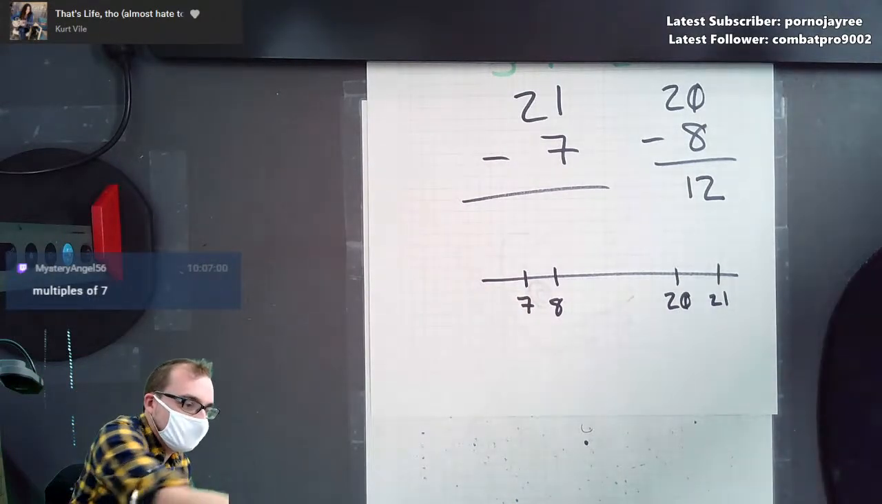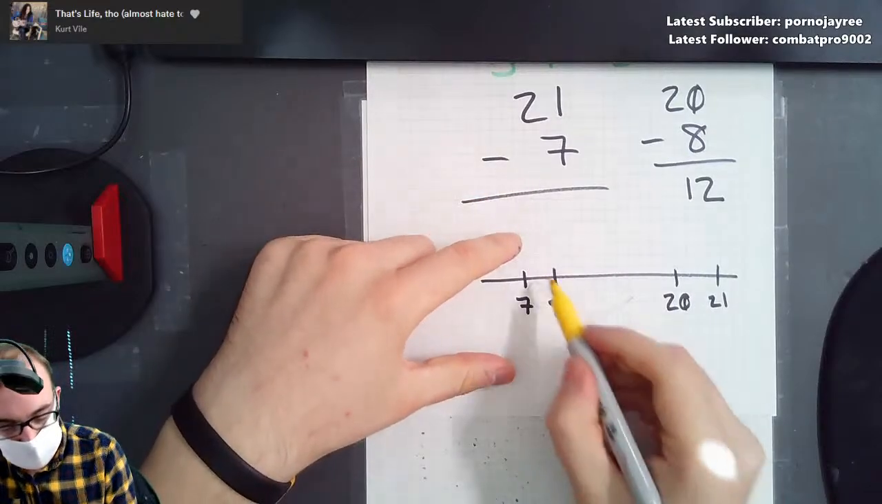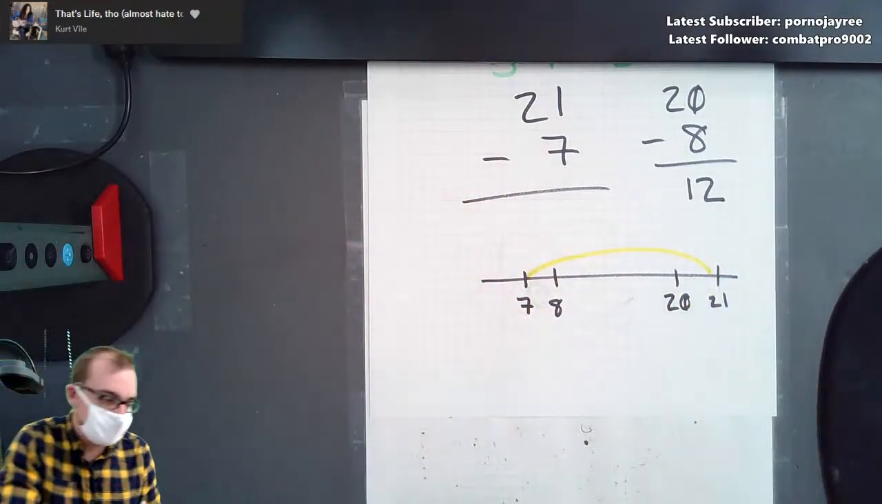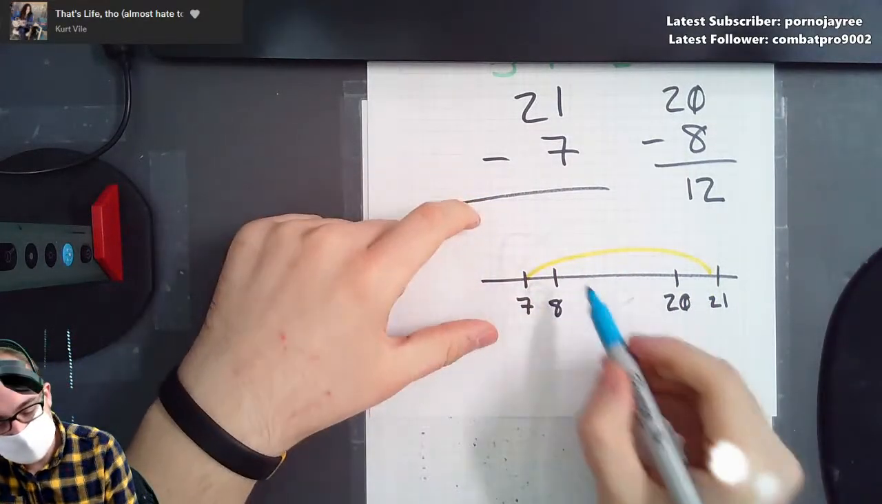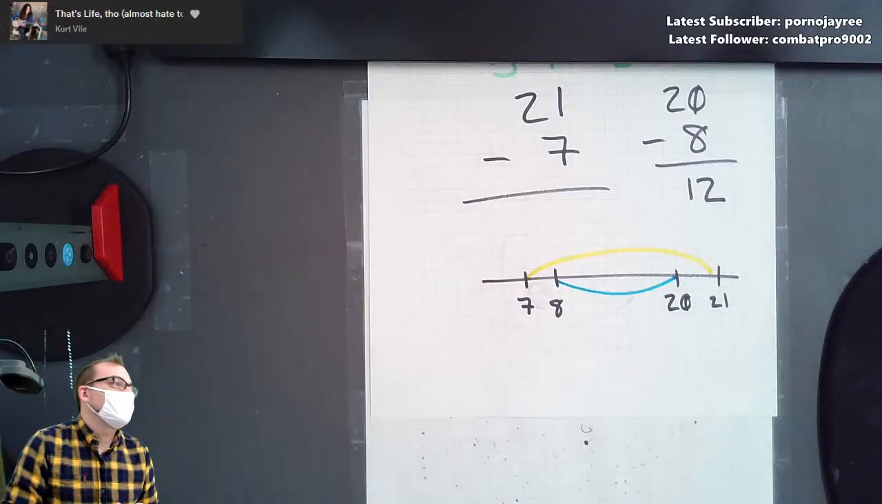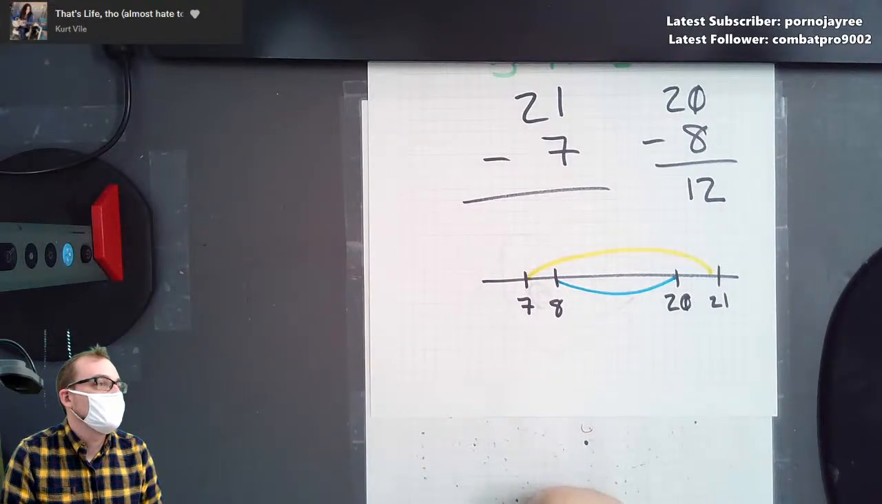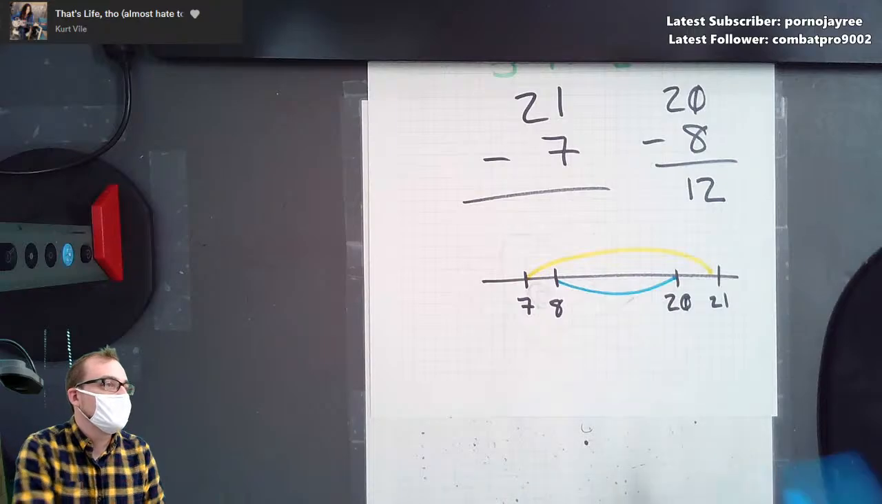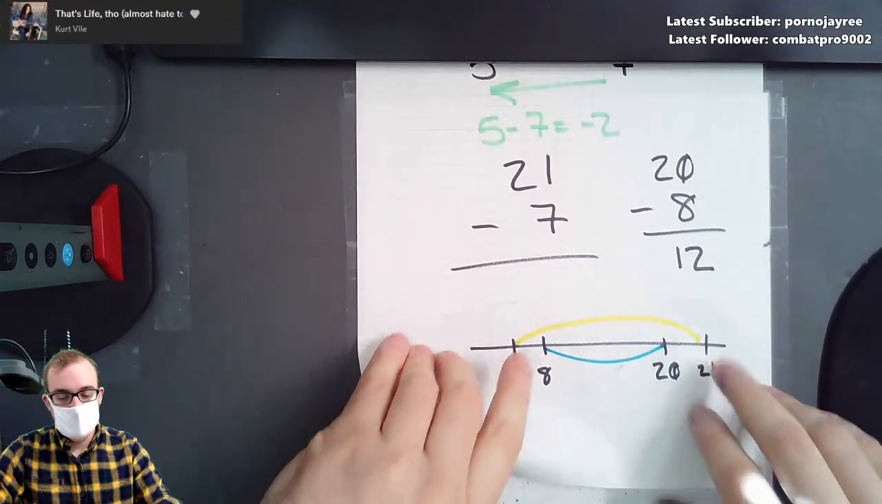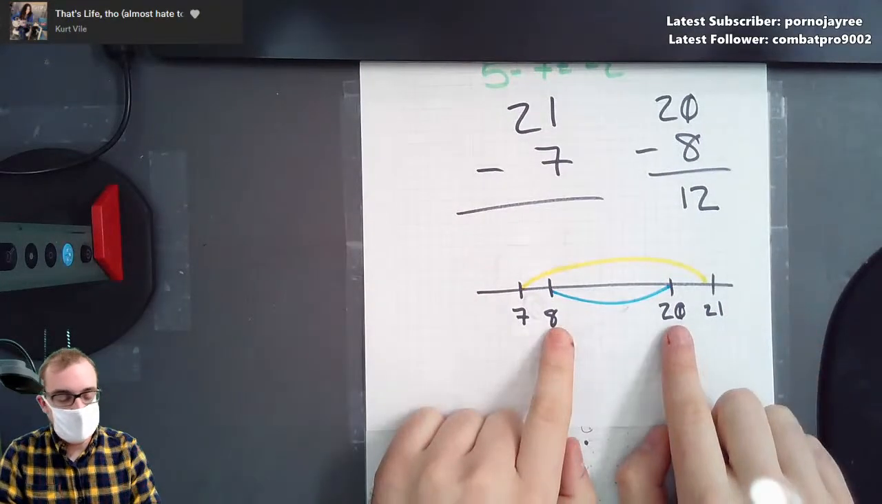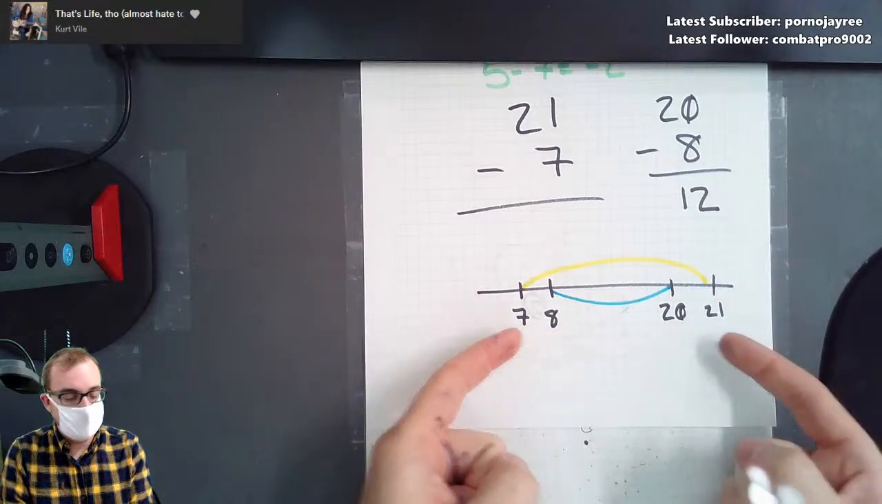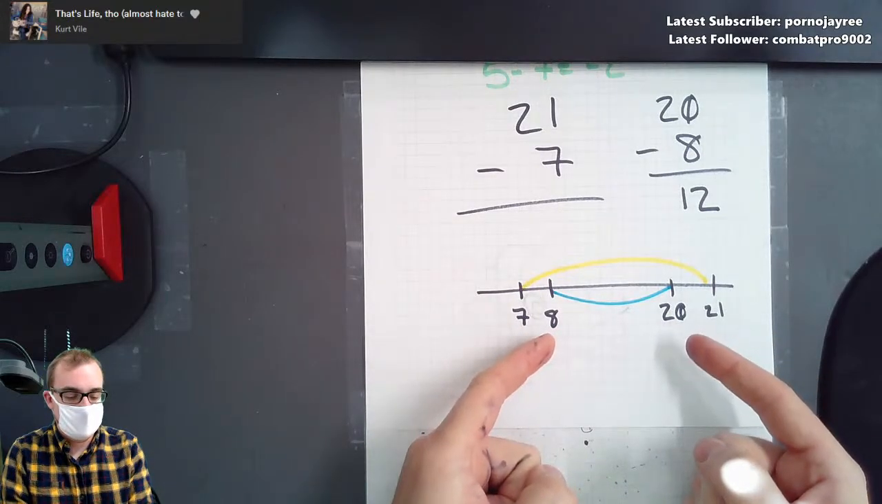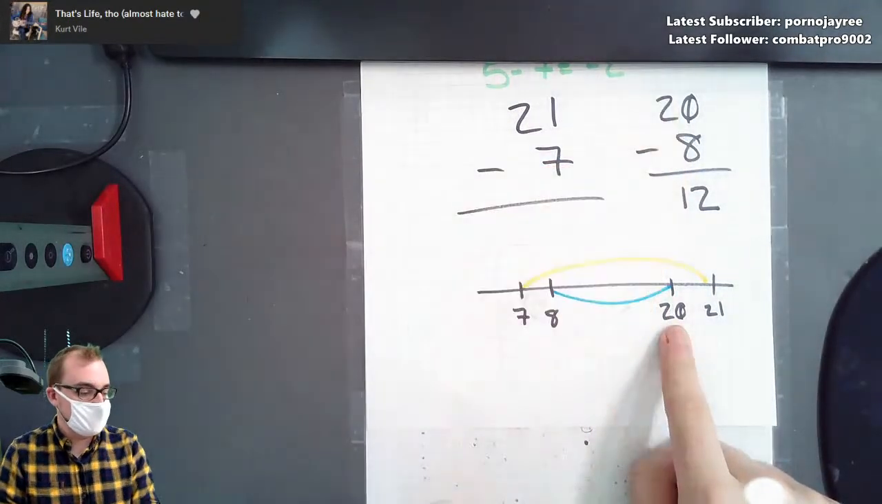Subtraction is distance, yeah? 21 and 7 are separated by this amount. How far are 20 and 8 apart? This amount. Can't be the same, can they? We're on to something here. 20 and 8. We moved inward both, didn't we? You like 20 because 20 is a nice number.